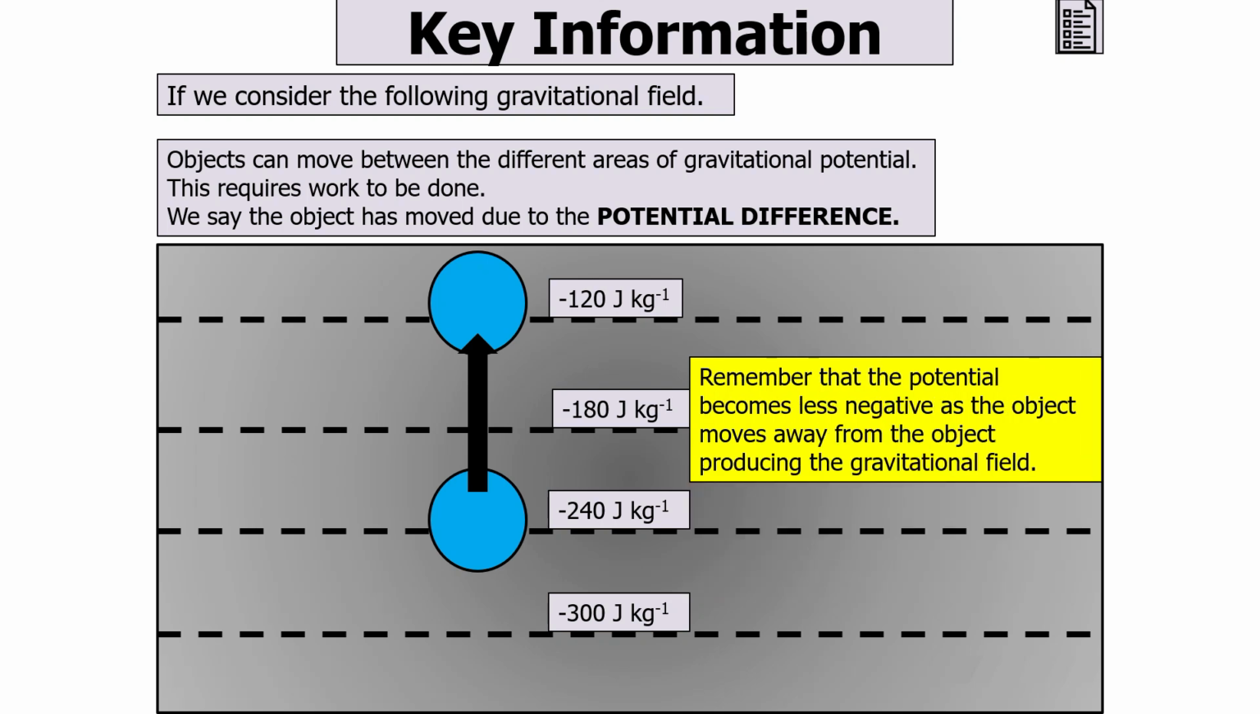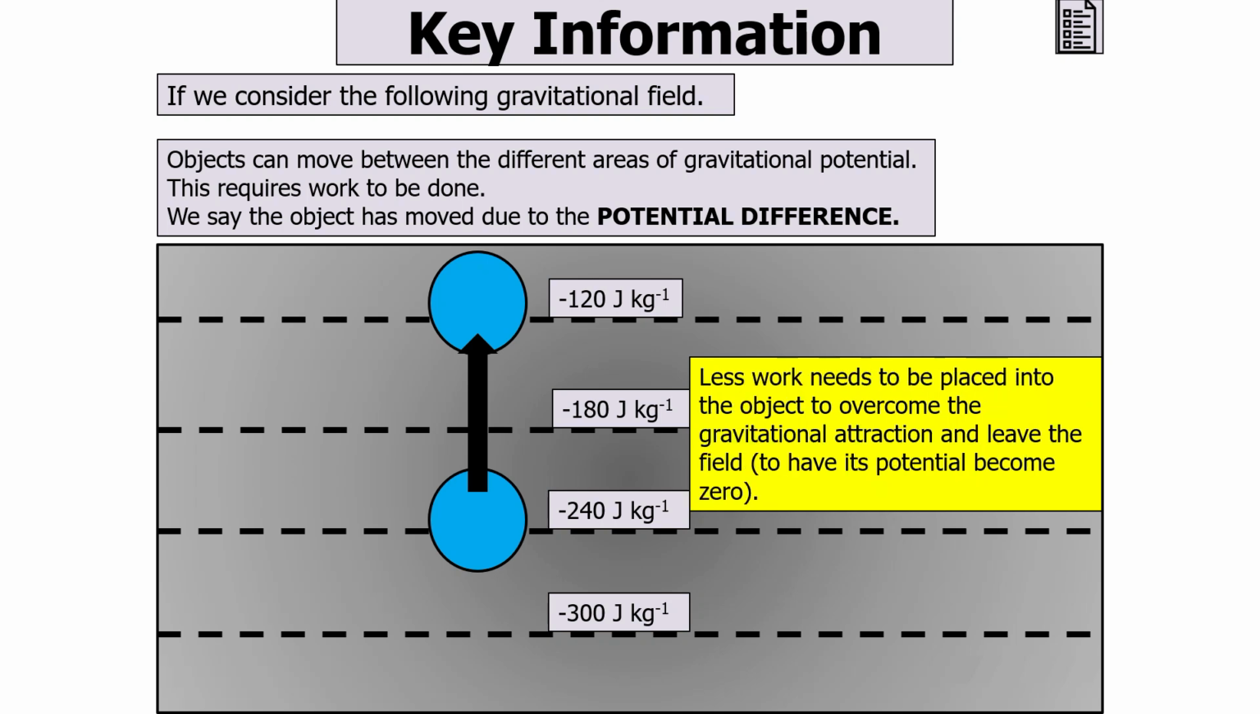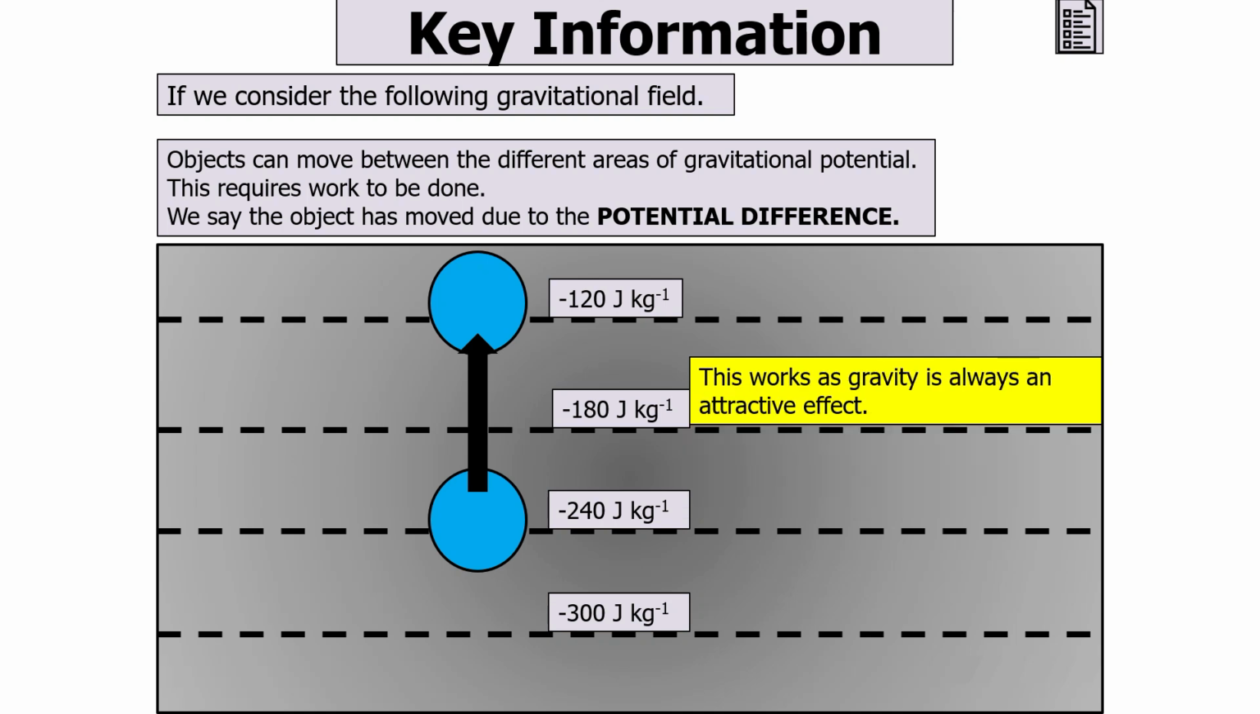Now remember that the potential becomes less negative as the object moves away from the object producing the gravitational field. Less work needs to be put into the object to overcome the gravitational attraction and leave the field to have its potential become zero. Now this works as gravity is always an attractive effect.